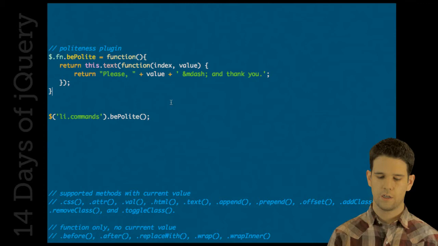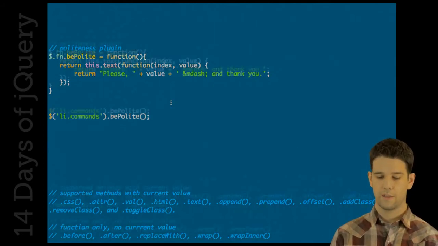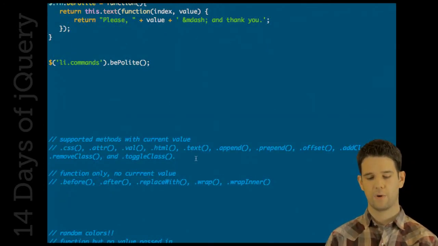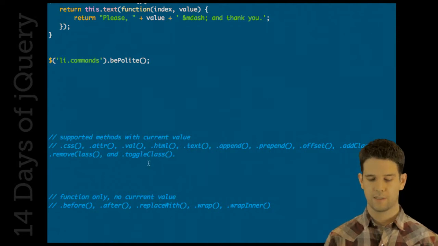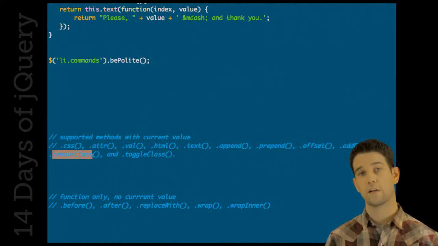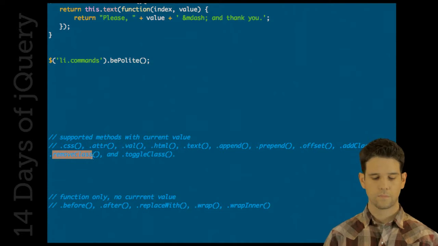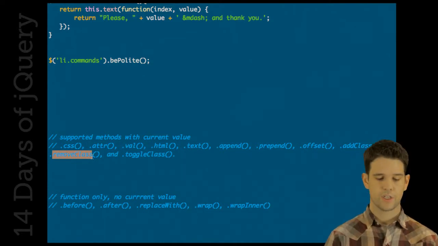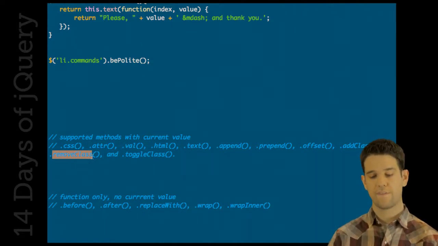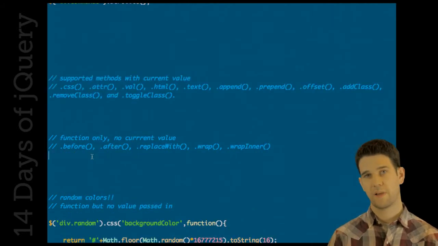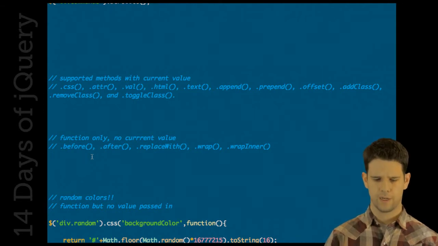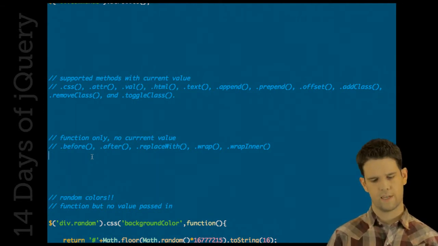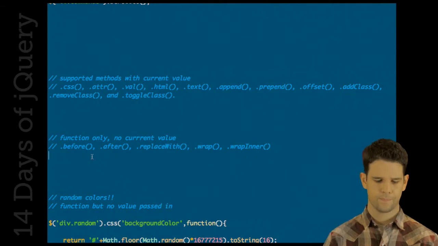So the methods that currently support this functionality, where you get passed in the current value of what you have, are all these ones: CSS, attr, val, HTML, text, append, prepend, offset, addClass, removeClass, toggleClass. You can pass a function into all of these. In addition, there's also before, after, replaceWith, wrap, and wrapInner. You can also pass functions into these. These don't get the current value because there isn't really a current value, but there's a lot more power in all of these setter methods now. So that's something to check out.